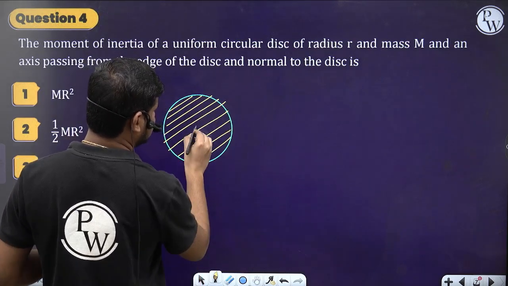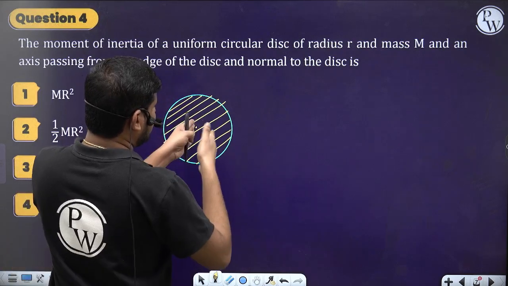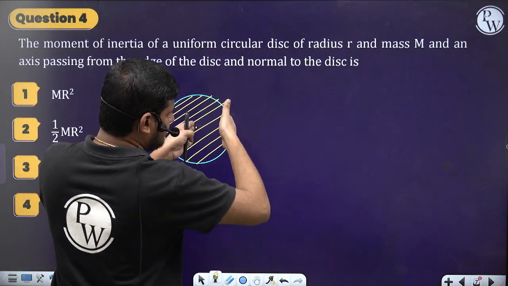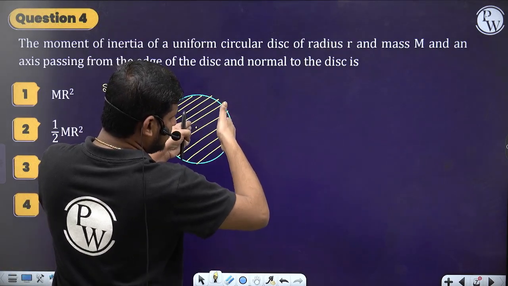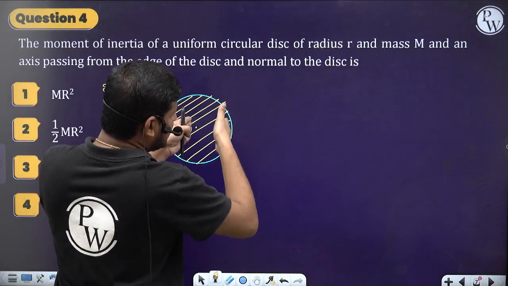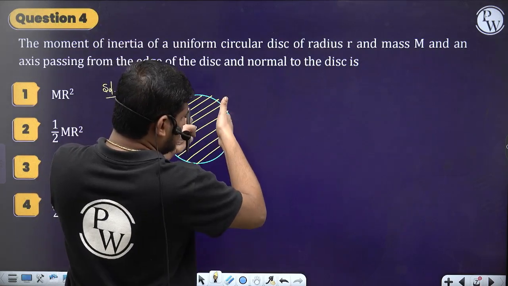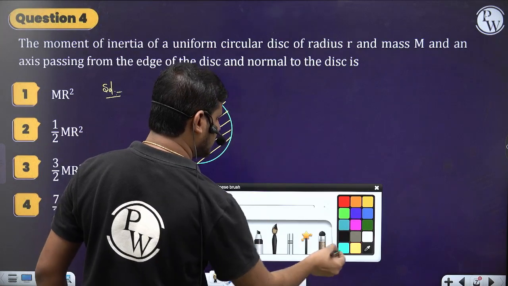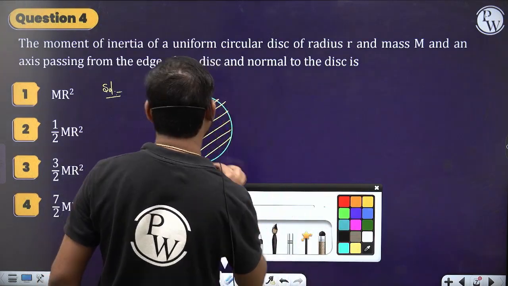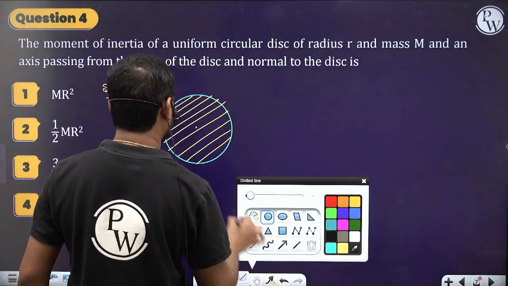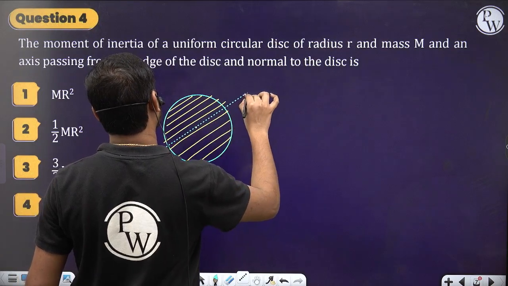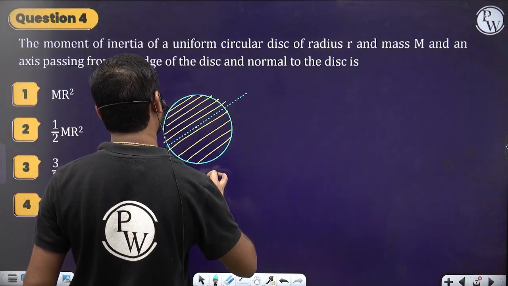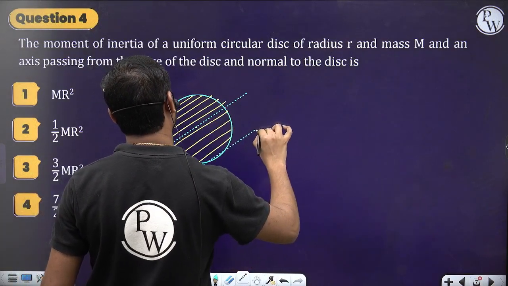You know about its center. So now we need the axis at this point, which is just passing through the edge of the disk and is perpendicular to the plane of the disk. So about this point we are required to find it. So what is that point? I can represent it in 2D like this. So this is the perpendicular one, and now I need it about the edge here.